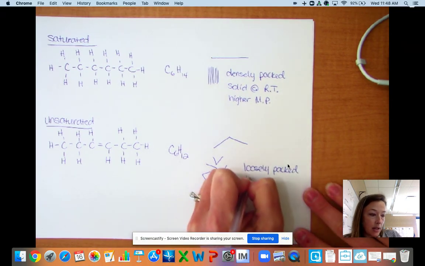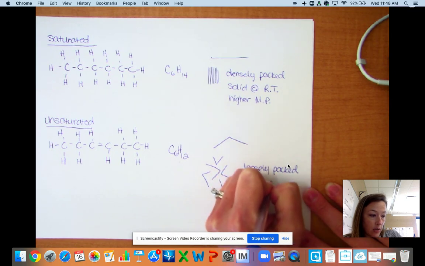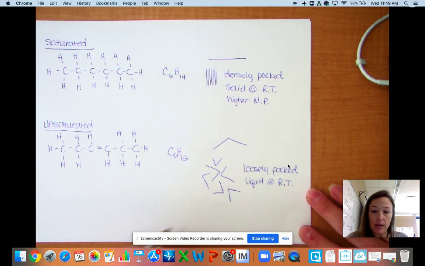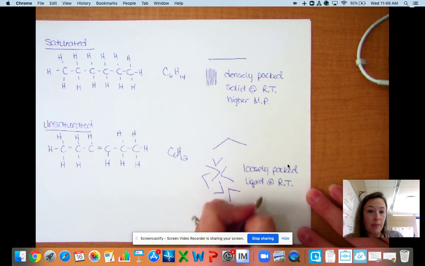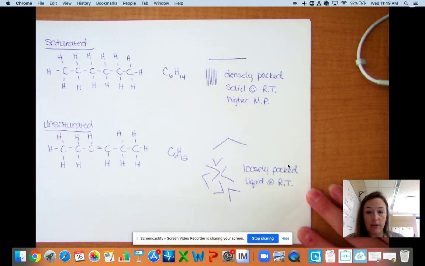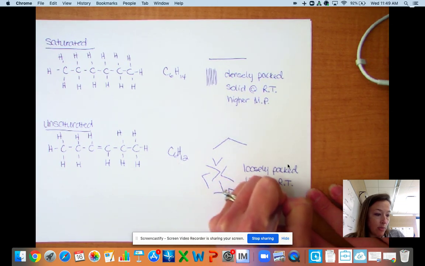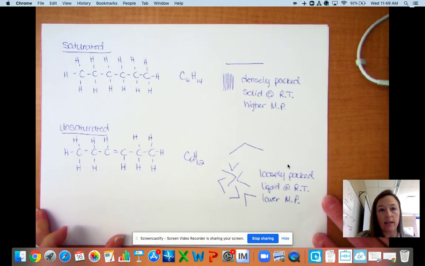This means, again, because they're further apart, that they are liquid at room temperature. And let's say room temperature again is 75 degrees, if they're a liquid at room temperature, then that means that their melting point is below 75 because they're already melted. They're a liquid. So they have a lower melting point relative to saturated fats.